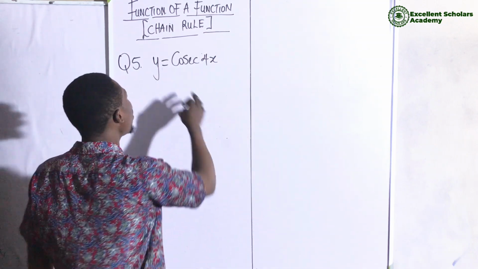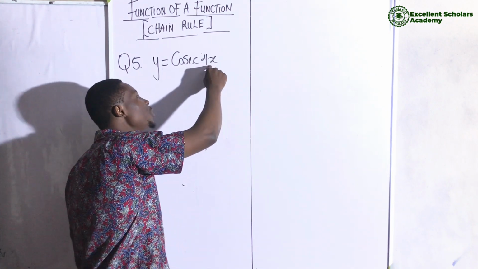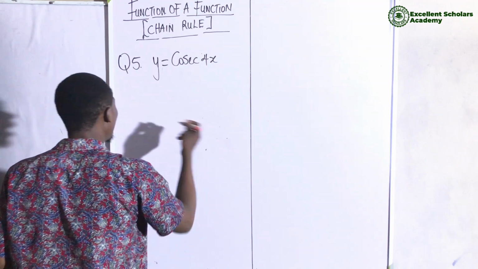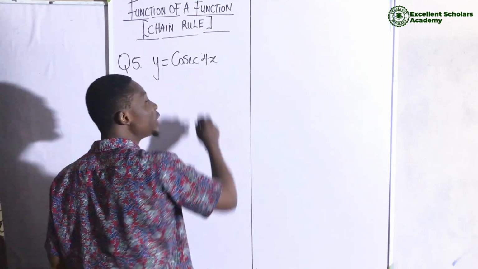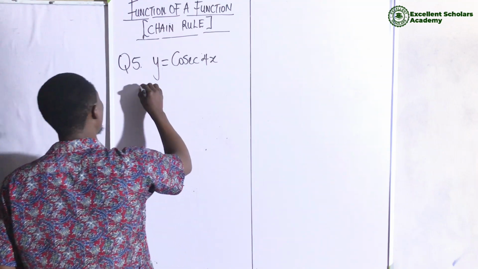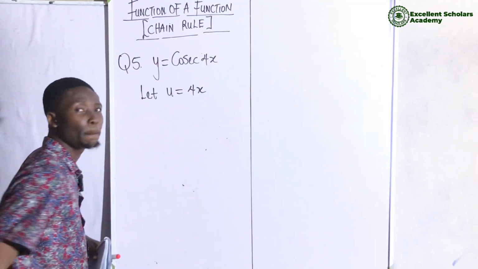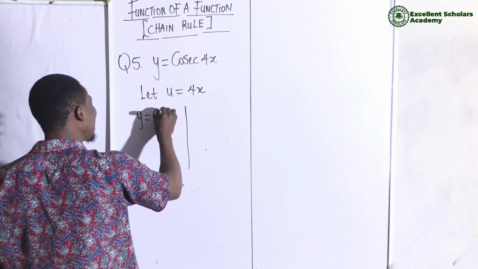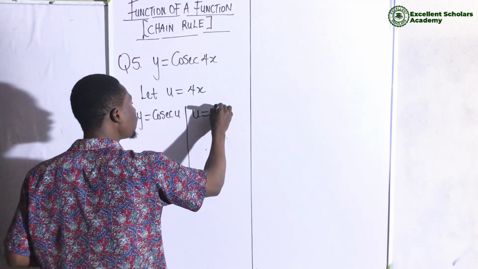So this is the next question we are going to solve. y equals cosec 4x. Now, this is an algebraic function in a trigonometric function. So like I said, we are going to represent the function inside with something else. So we say let u be equal to 4x. So now we'll have it that our y equals cosec u, and then u equals 4x.